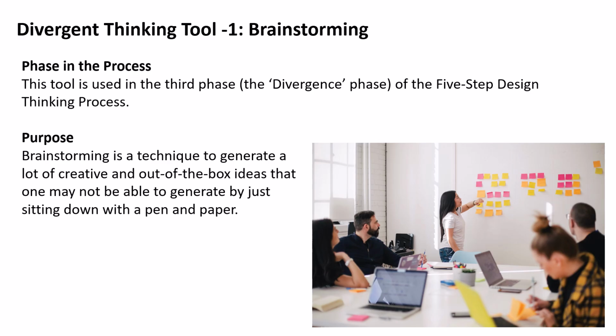Brainstorming is a tool used in the third phase of divergent thinking in the five steps of the design thinking process. The purpose of brainstorming is a technique to generate a lot of creative and out of the box ideas that one may not be able to generate by sitting down with a paper and pen. In this phase, no idea is a bad idea and quantity is considered more important than quality. Brainstorming can be used throughout the design thinking process to come up with design solutions.